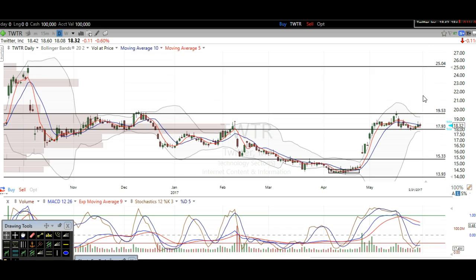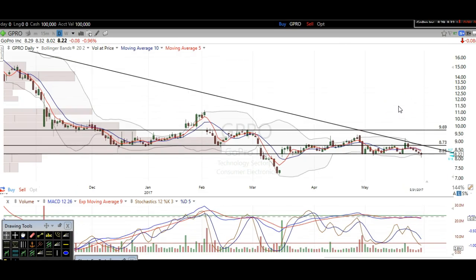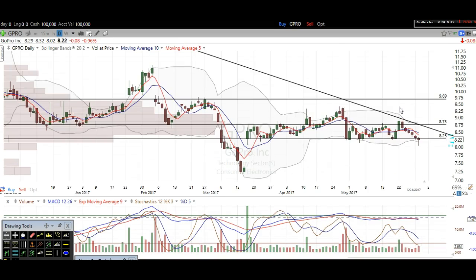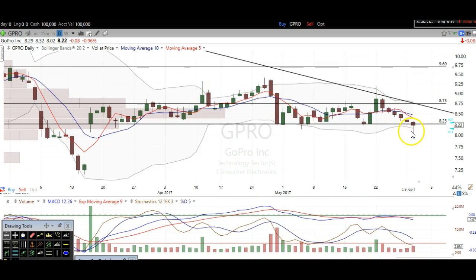Next one we're going to take a look at is Gpro. And Gpro did have a bounce today off of the lows, but if you look, we still closed below this support. So we closed below the support by a few cents, but still, we did close below it. You can see that the support is clearly at 8.25.